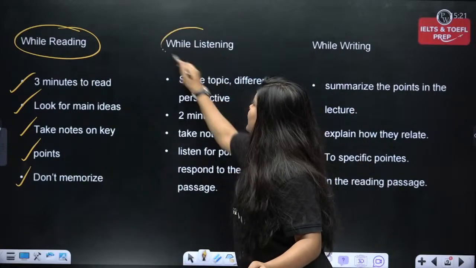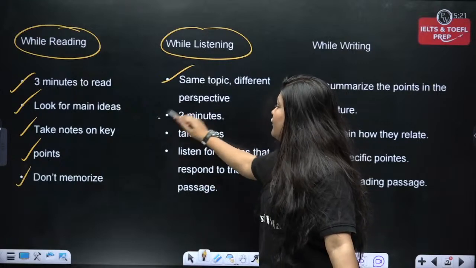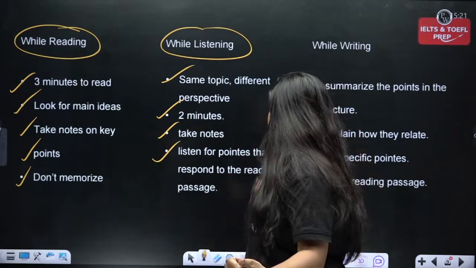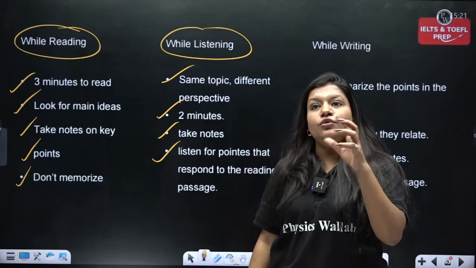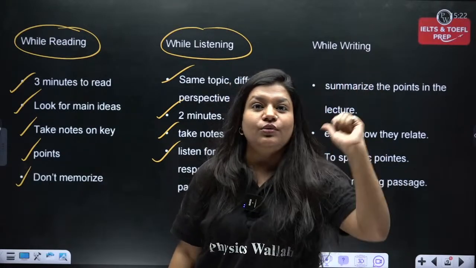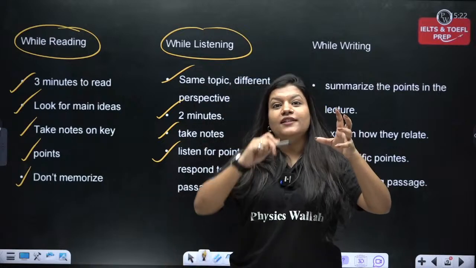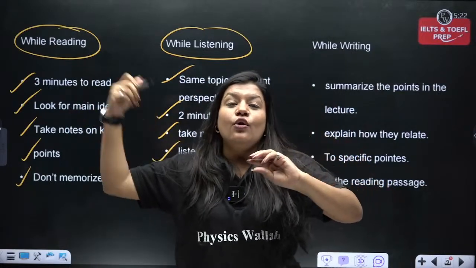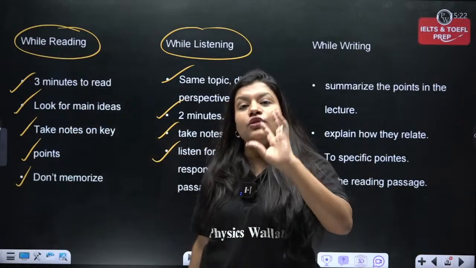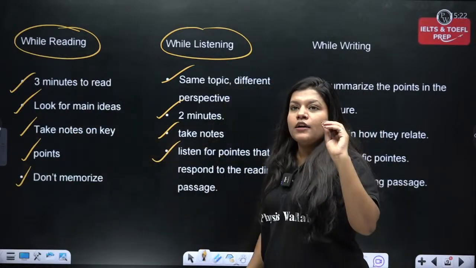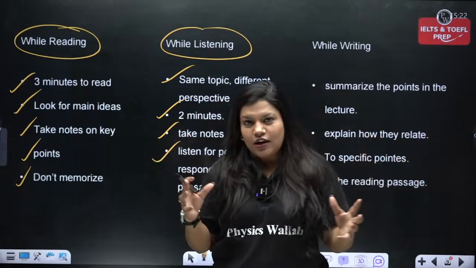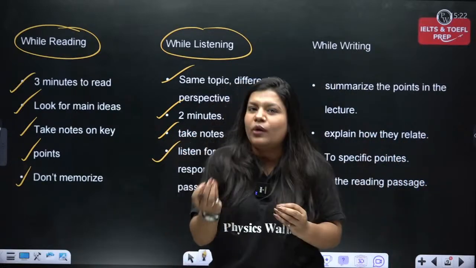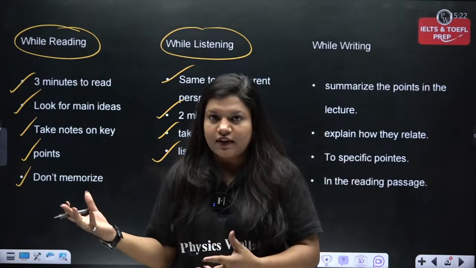Now, while listening, same topic, different perspective, 2 minutes, take notes. Listen for the pointers that respond to the reading passage, right? So you need to tell how it is contradicting the reading passage. You need to tell how it is different. You need to tell how it is adding information to that particular thing. So these are the things you need to keep in mind. I know it's going to sound like way too much, but yes, you have to be really quick in that. This is the reason we need practice at the same time.